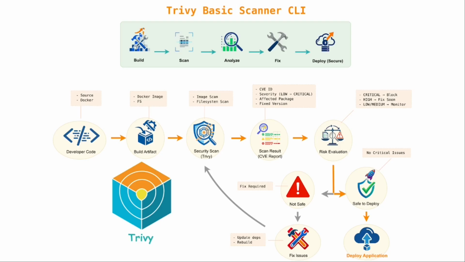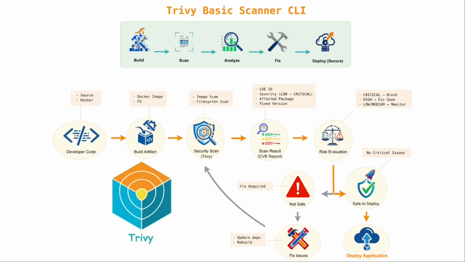System flow explanation. The process starts with developer code, which can be source code or a Docker image. This code is built into an artifact such as a Docker image or file system. Next, we run a security scan using Trivy, which checks for vulnerabilities. The scan produces a report including CVE, severity levels, affected packages, and fixed versions.